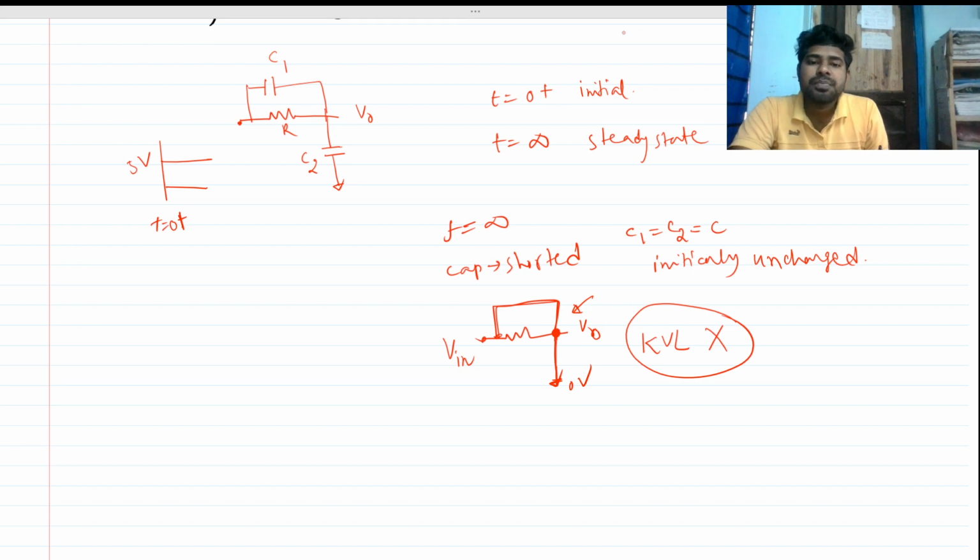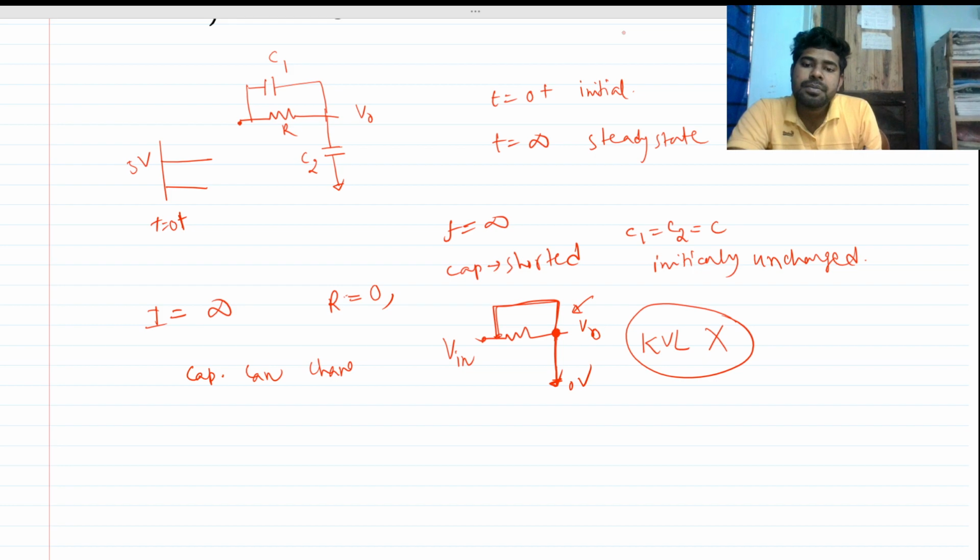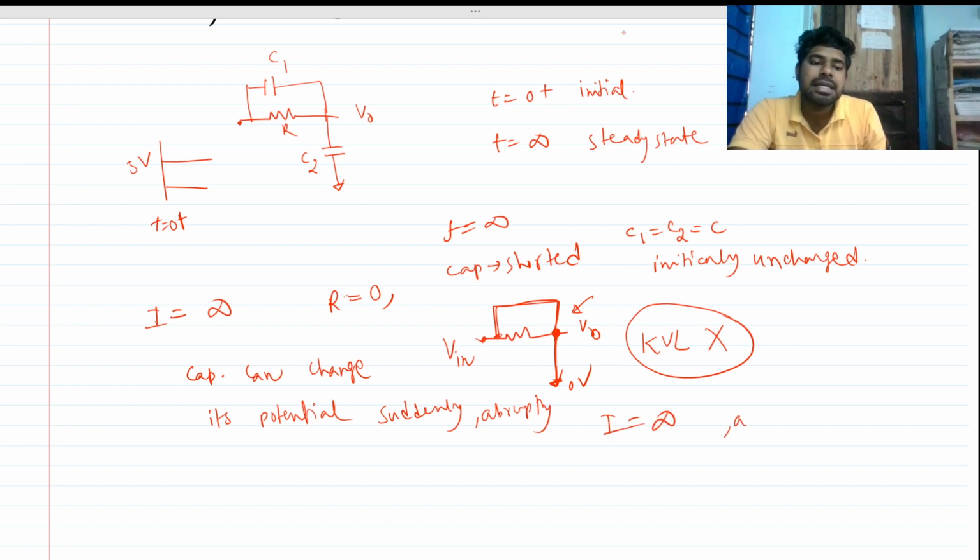So what we can do, we know if the capacitor is short circuit, the current through the circuit is infinite, right? Because there is no resistance, because R is 0 here. So there will be infinite current. So what will happen, the capacitor will change its potential across it suddenly, or abruptly, because the current here is infinite at t equals 0 plus.